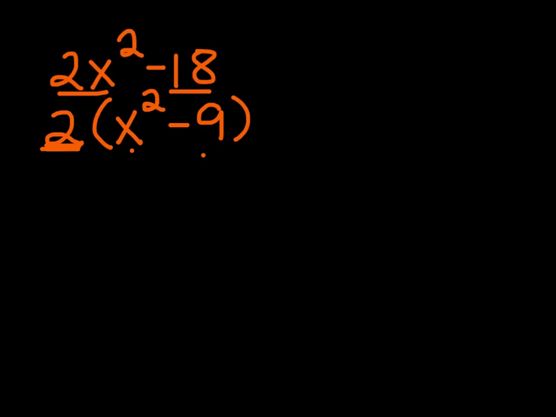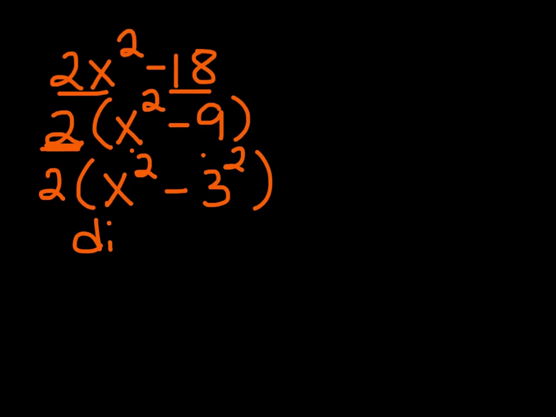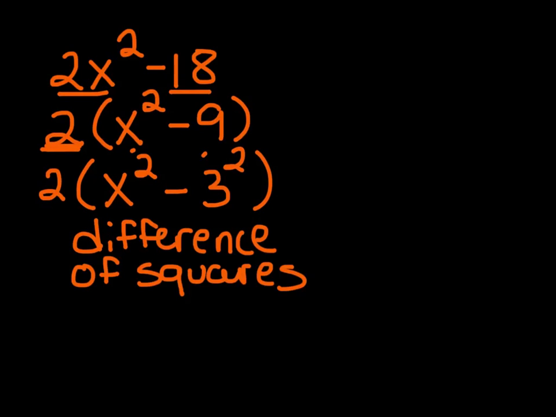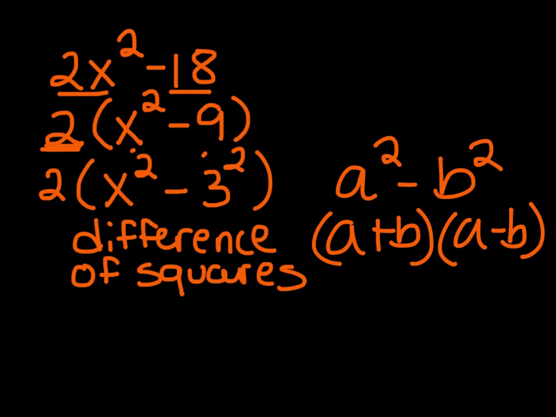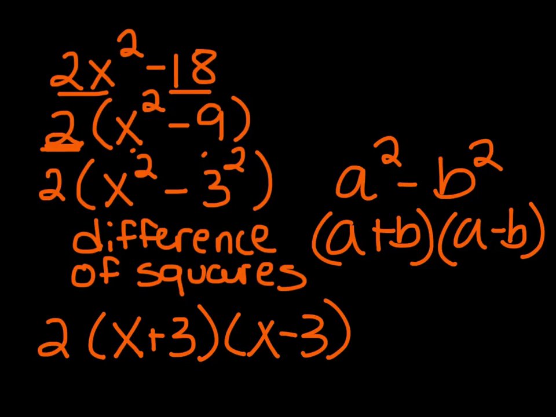It's fully factored. This one happens to be a difference of squares because we have x squared, and then the minus is a difference, and 9 is 3 squared. So this is a difference of squares. And when you have a difference of squares, if you have a squared minus b squared, you get a plus b and a minus b. It doesn't matter which comes first, plus or minus. So in this case, we're going to keep our 2, and then we're going to have x plus 3 and x minus 3. And that is your difference of squares fully factored.